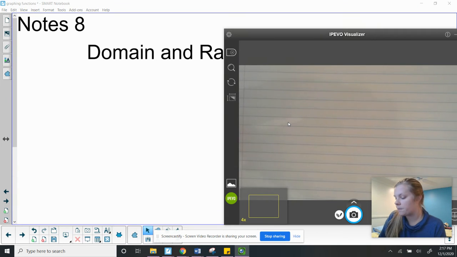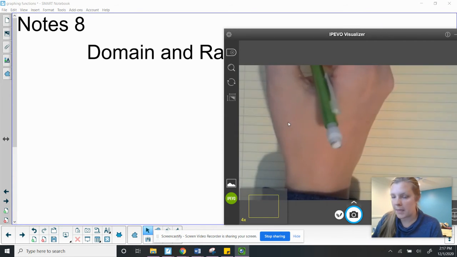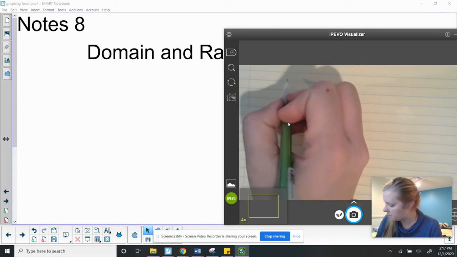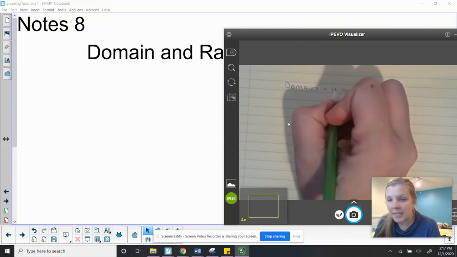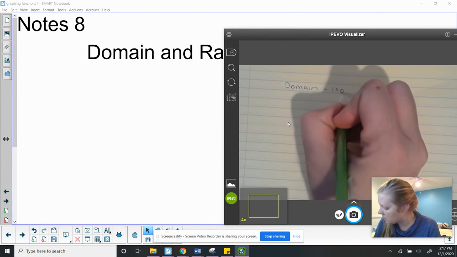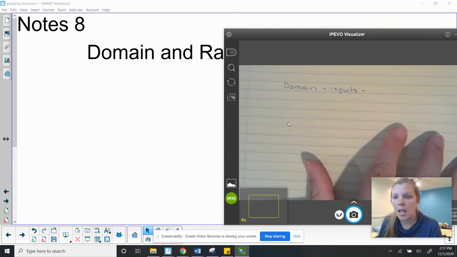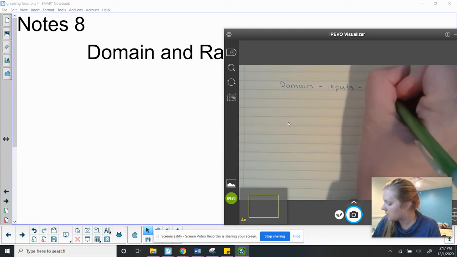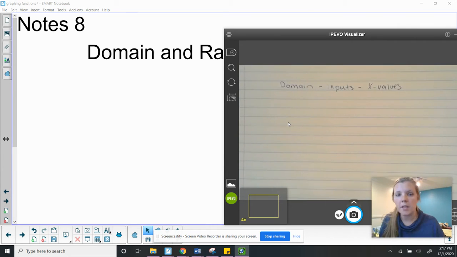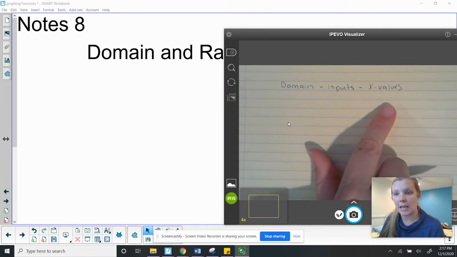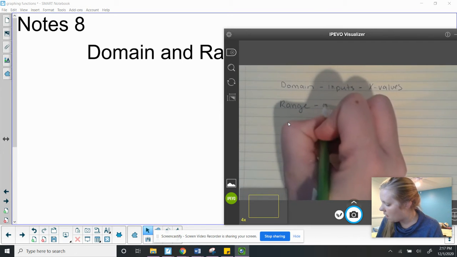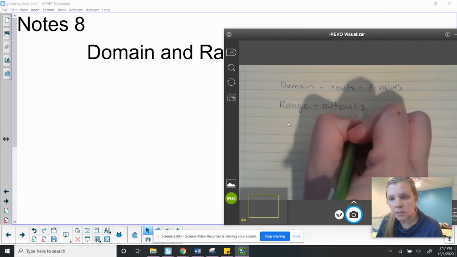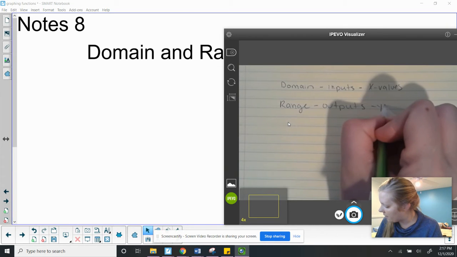Just as a review, domain goes with the inputs of any function, and it goes with the x values. We reviewed this in notes 7. So the domain is the inputs and the x values. The range then are the outputs and the y values.